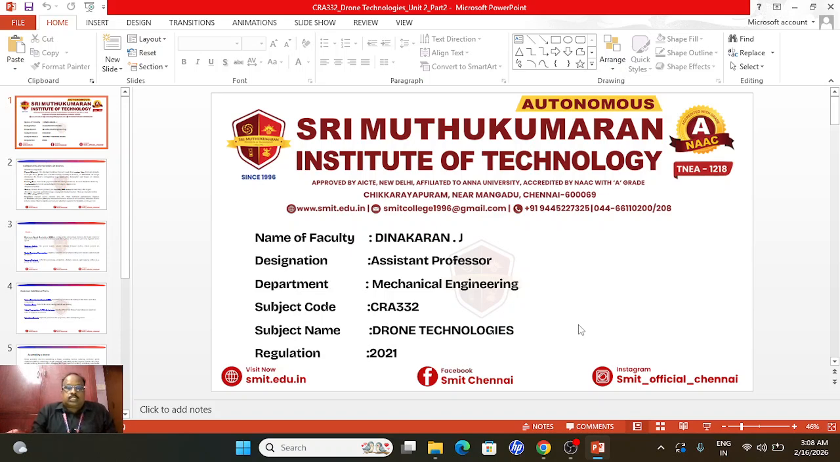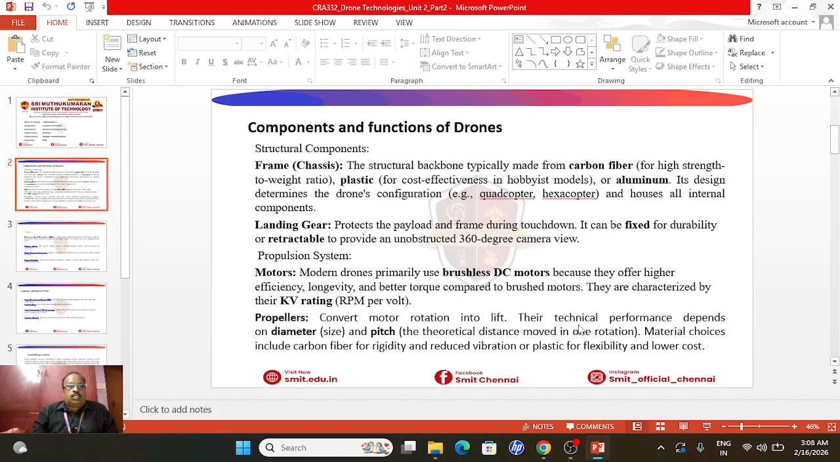Today I'm going to discuss the subject drone technologies, continuation of part 2, that is unit 2, components and functions of drones.